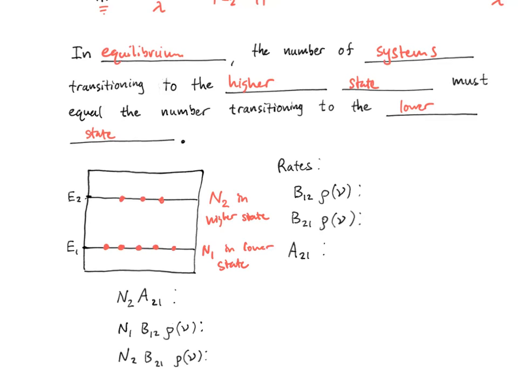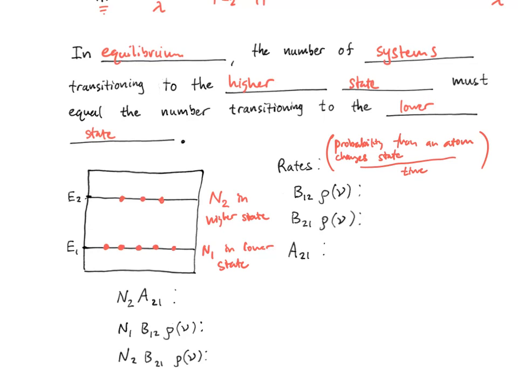So let's think about the rates here. The rate is going to represent the probability that an atom, say, or you might think of it as a system, changes state. And this is going to be all over units of time. So really it represents the probability that an atom is going to change its state in a given unit of time.